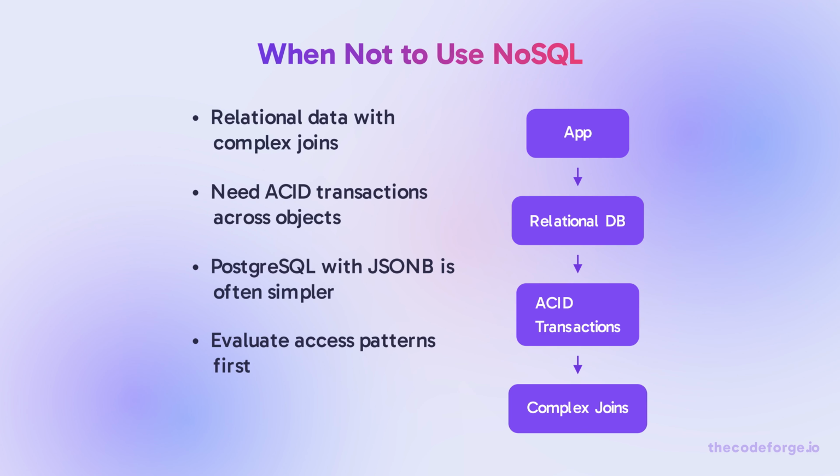NoSQL isn't always the answer. If your data is highly relational with complex joins, referential integrity, and ACID transactions, a relational database is still the right choice. PostgreSQL with JSONB can handle many semi-structured workloads without the operational complexity.